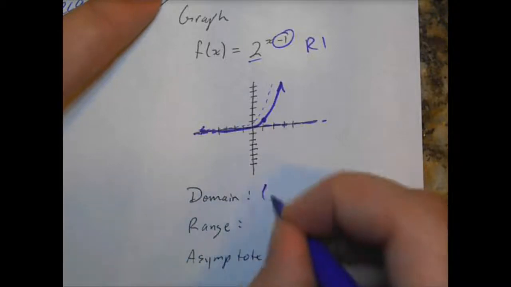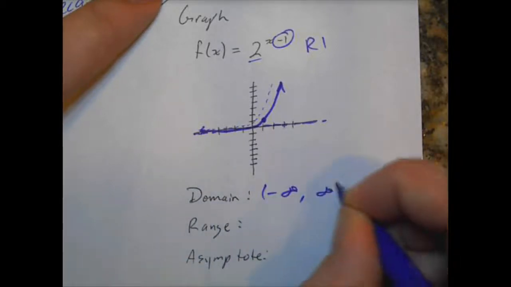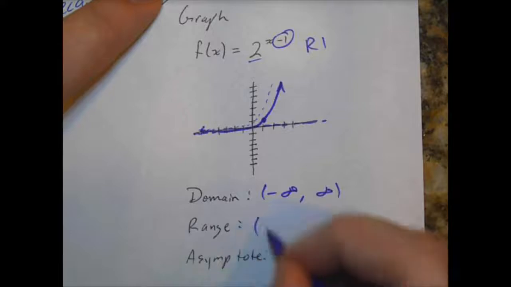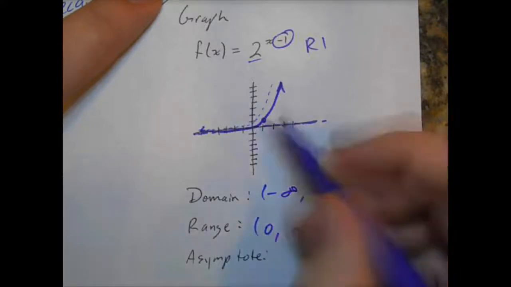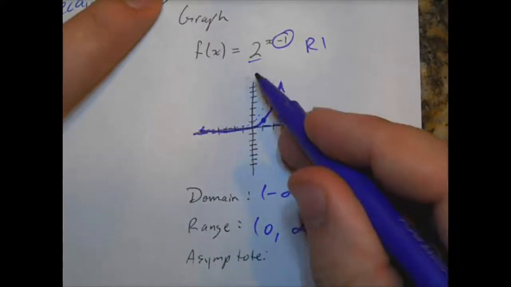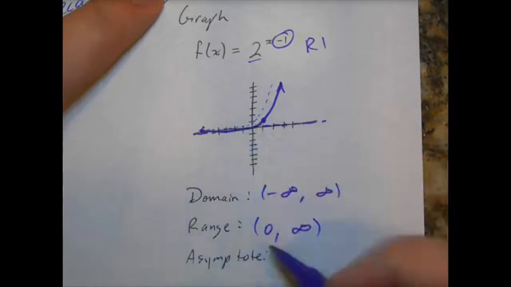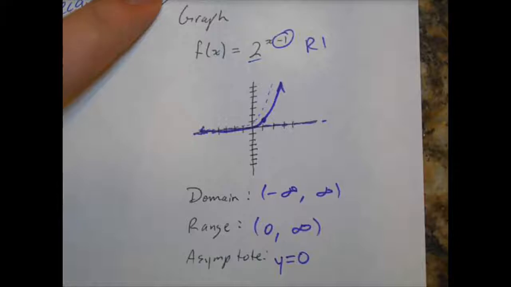For our domain, it goes left and right forever, so we have negative infinity to infinity. The range is 0 to infinity, from 0 all the way up forever. And we cannot touch 0, so that's why 0 is not a bracket. Our asymptote did not move up or down, so it's still at y equals 0. Moving on.